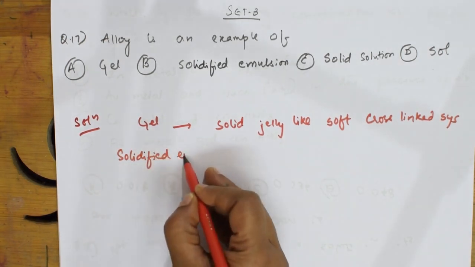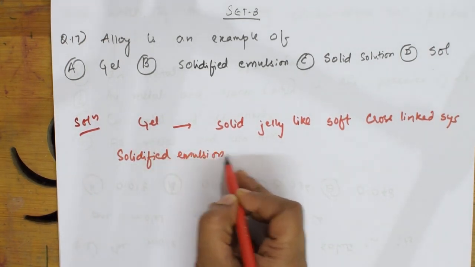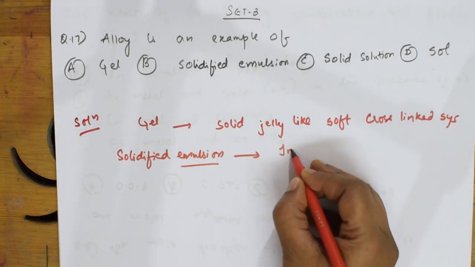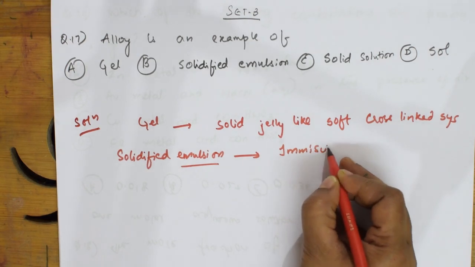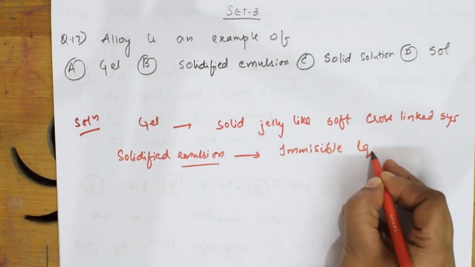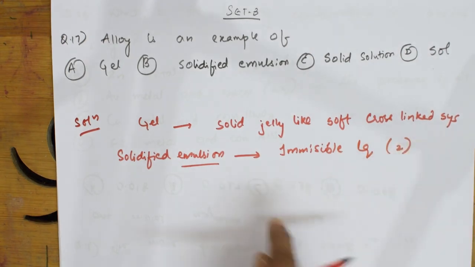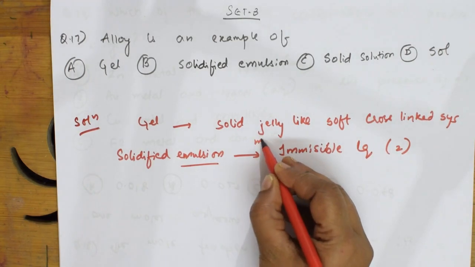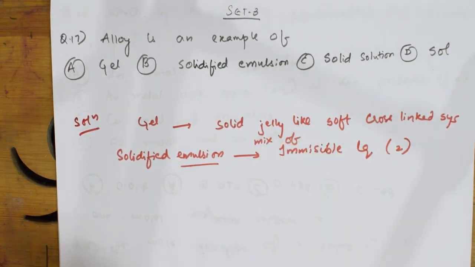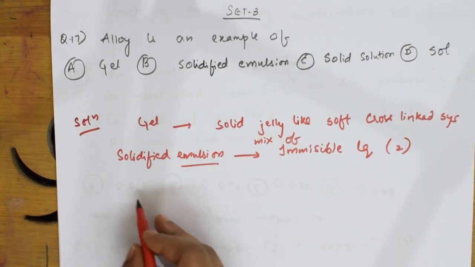So emulsion basically means, whenever you see emulsion, it is a combination of two immiscible liquids. Emulsions are combinations of immiscible liquids. How many? Two. Here one liquid is dispersed in the other liquid. So it is a mixture of two immiscible liquids.